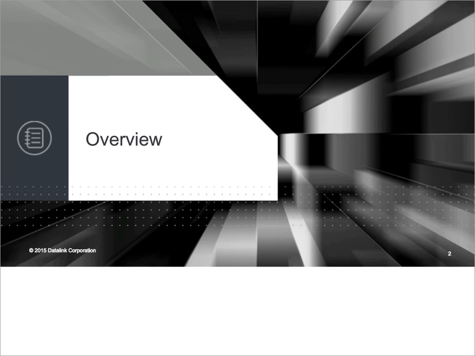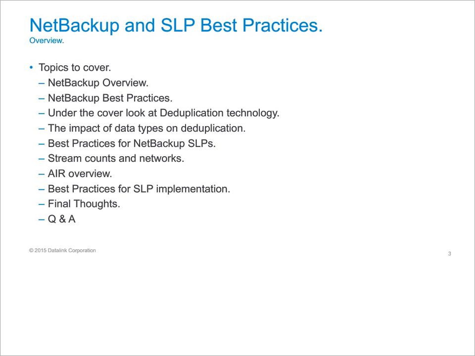So we'll start off with an overview. And here we'll just cover the table of contents of what we're going to do. We're going to cover the NetBackup overview. We're just going to give a brief view of NetBackup and some of the basics that go with it. We'll dive into some of the NetBackup best practices for configuring your environment, performance tuning, and whatnot. We'll dig into an under-the-hood look at deduplication technology, how it works, and factors that can impact deduplication performance, job throughputs, as well as deduplication rates. We'll cover the types of data that affect deduplication.